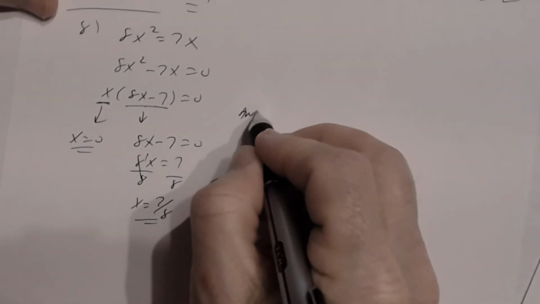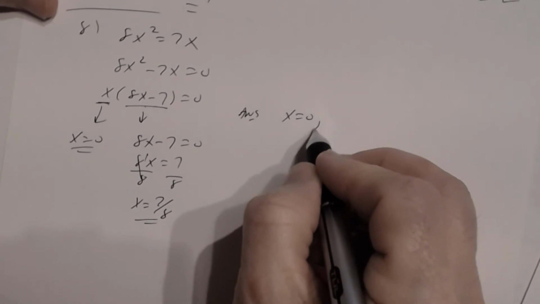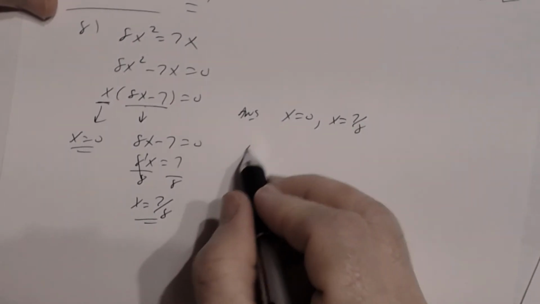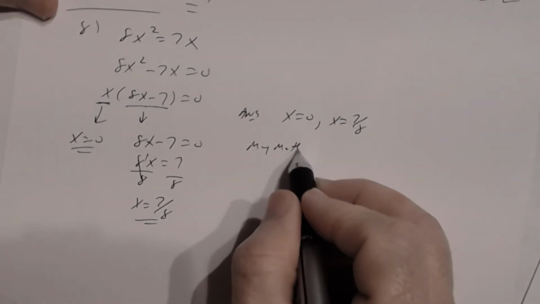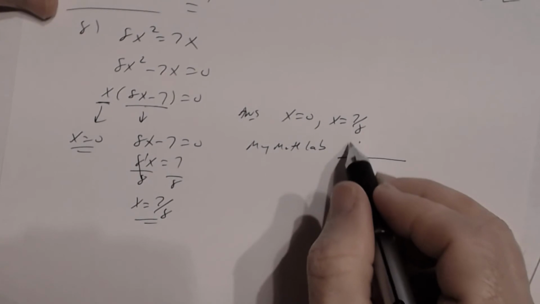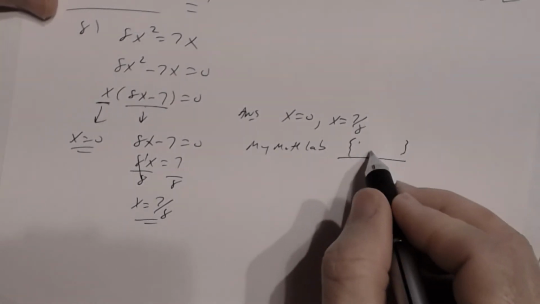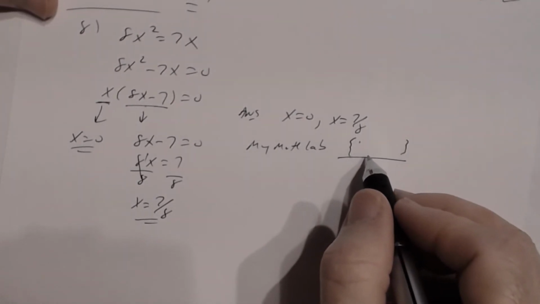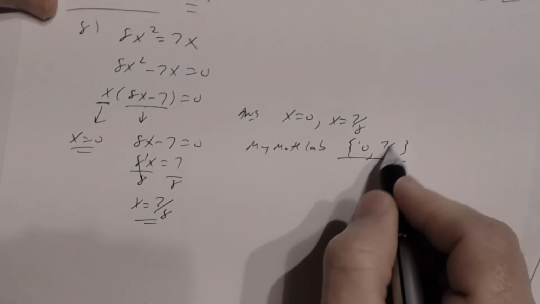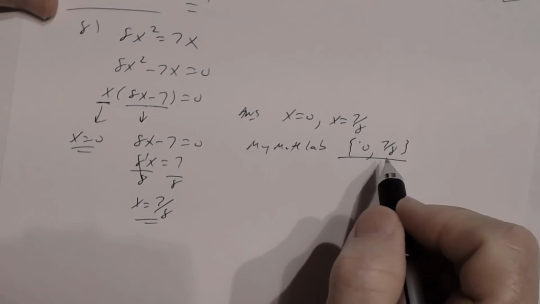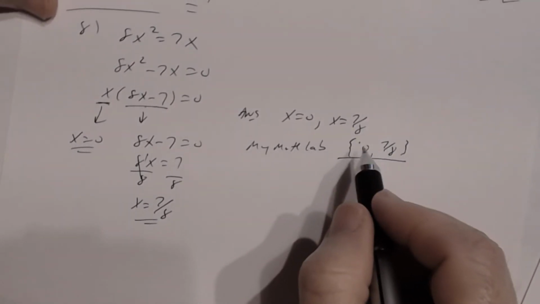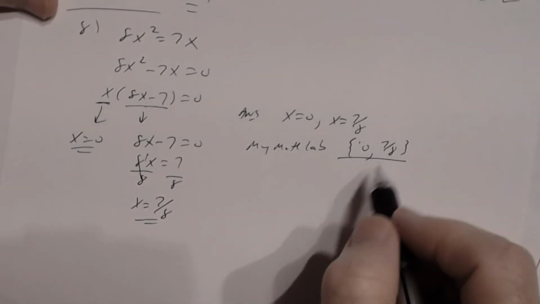So your answer, you're going to say x equals 0, comma, x equals 7/8. Now remember, on MyMathLab, they're going to have braces like this, and they're going to say inside those braces indicate the solutions. So all you do is say 0, 7/8. Don't say x equals 0 or x equals 7/8. In that case, it is going to mark it wrong because they just want the numerical answer.